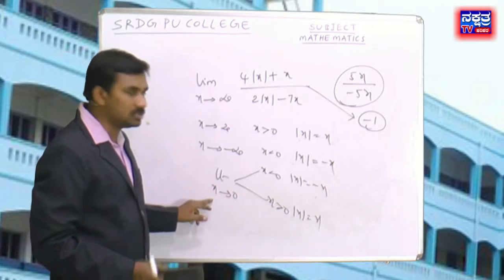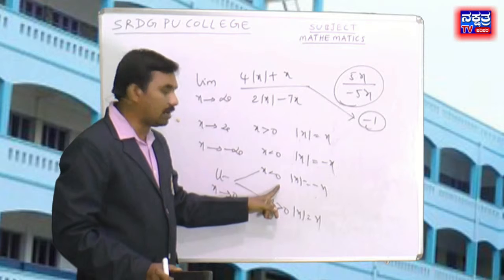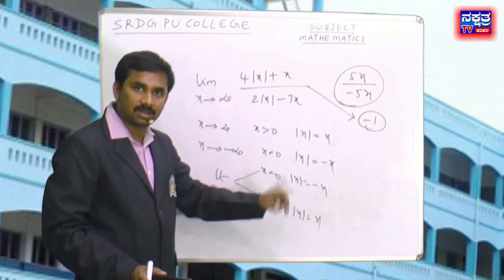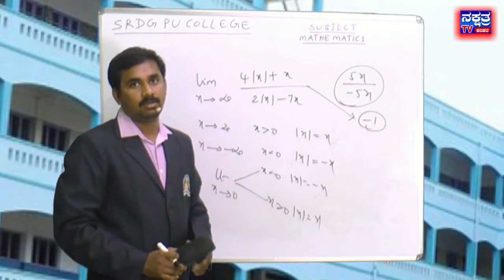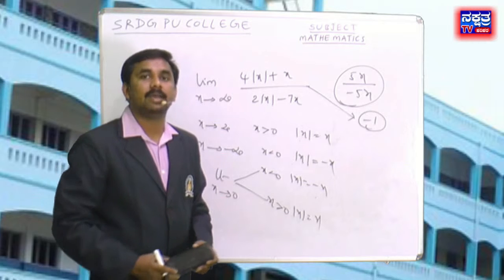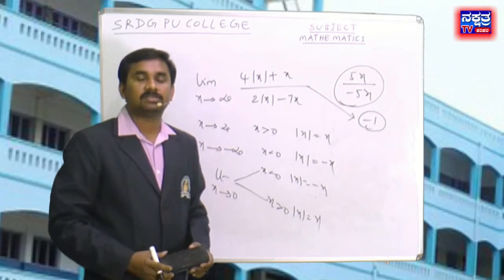When limit x tends to 0 is given and a modulus function is given, x less than 0 gives the left limit and x greater than 0 gives the right limit. For the left limit, mod x equals minus x; for the right limit, mod x equals x. Both we have to find. If both are equal, then only the limit exists. Otherwise it does not exist. What's the next question?